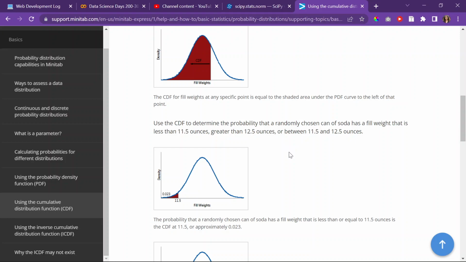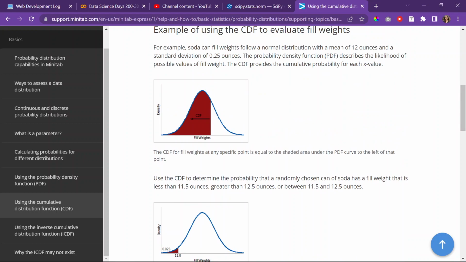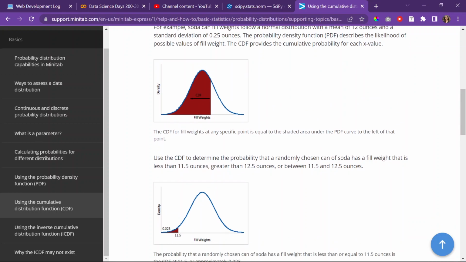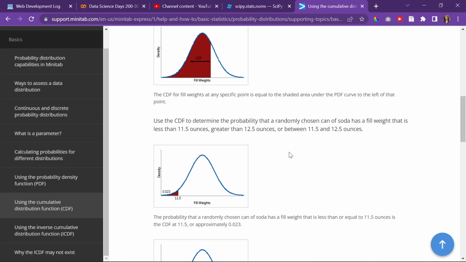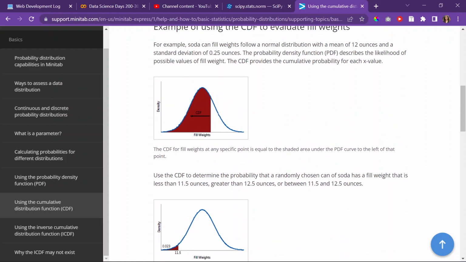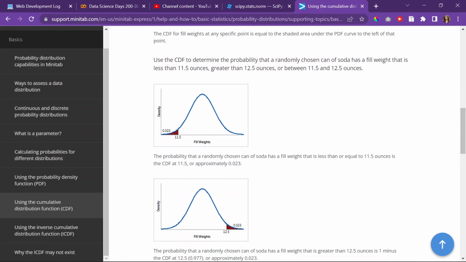So we would do 11.5 ounces. So we would do stats.norm.cdf, parenthesis, 11.5, what is it? What's the mean? 12, and then 0.25, and then that would be fine. But then for greater than, we would do stats.norm.cdf, parenthesis 12.5, comma 12, comma 0.25, parenthesis, and do 1 minus all of that. Right?